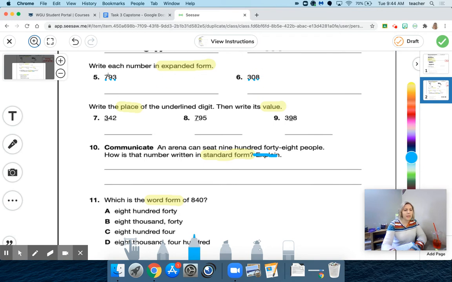So when I look at number 5, I have 793. What is this 7 worth? This 7 is in the hundreds place. So that means it is worth 700.